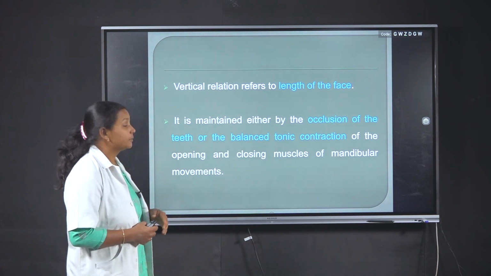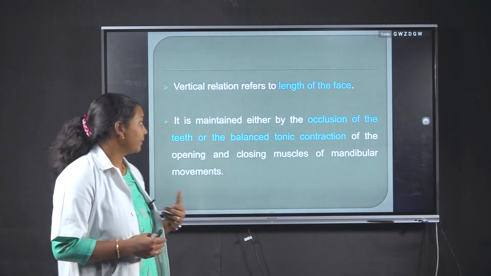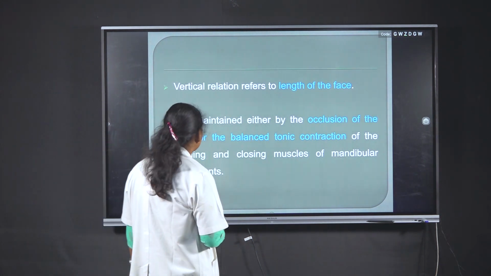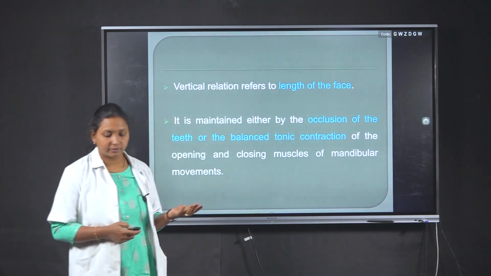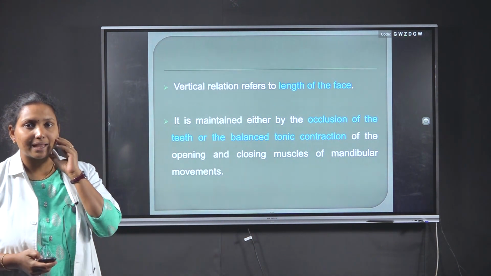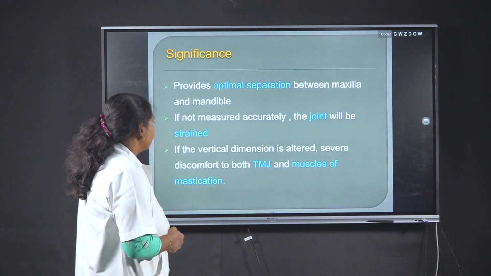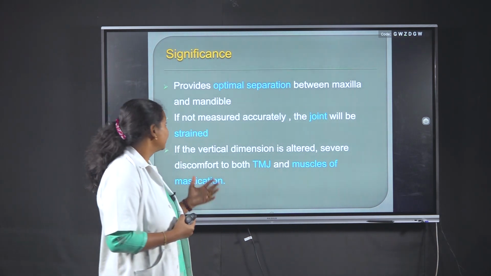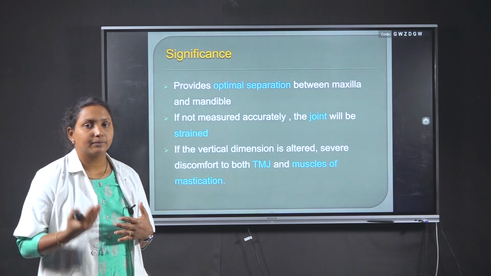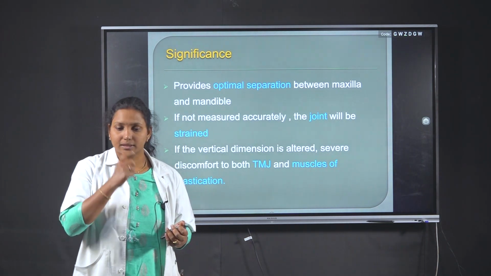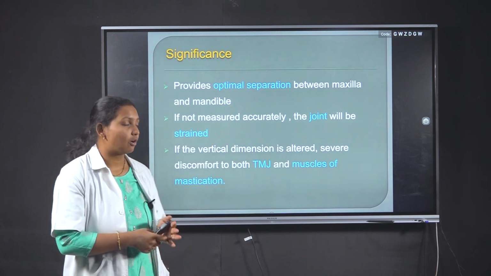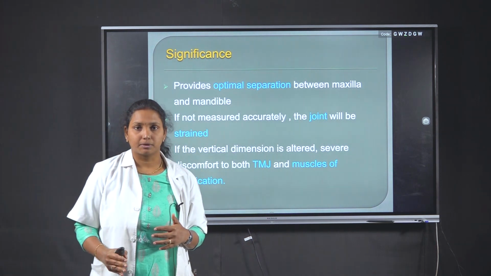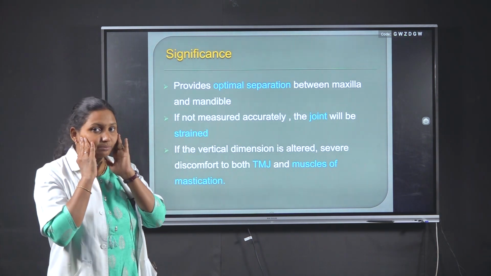As I told you earlier, this vertical position is maintained either by occlusion of the teeth or by balanced tonic contraction of the muscles. So what is the significance of vertical jaw relation? Basically, it provides optimal separation between the maxilla and the mandible. If you don't record this properly, the muscles will be strained and the TMJ will be strained.